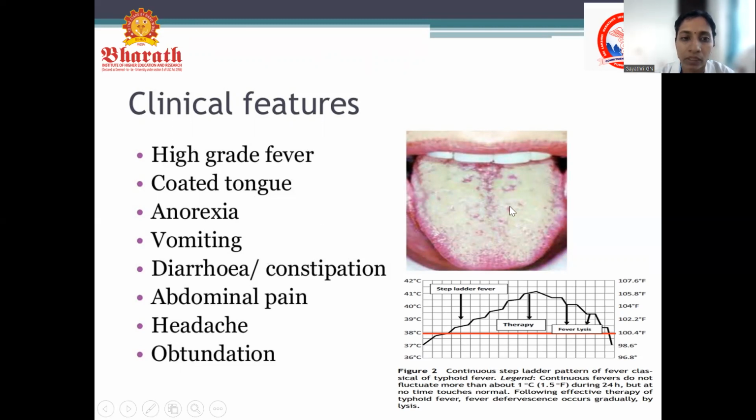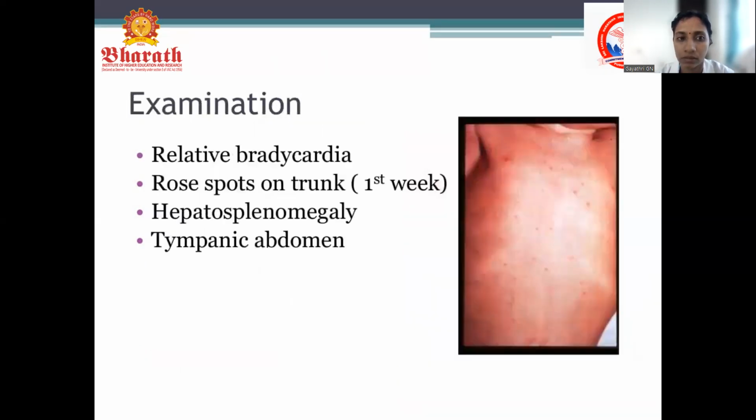Other features include a coated tongue, vomiting, diarrhea, constipation, abdominal pain, anorexia, headache, and even obtundation. Mental status alteration also occurs. These are the symptoms. On signs, what do you see? Even though there is so much fever, there is a phenomenon seen here which is relative bradycardia. Usually when there is so much temperature, you see significant tachycardia, isn't it? Here there is a relative bradycardia, which is a very important feature in enteric fever.